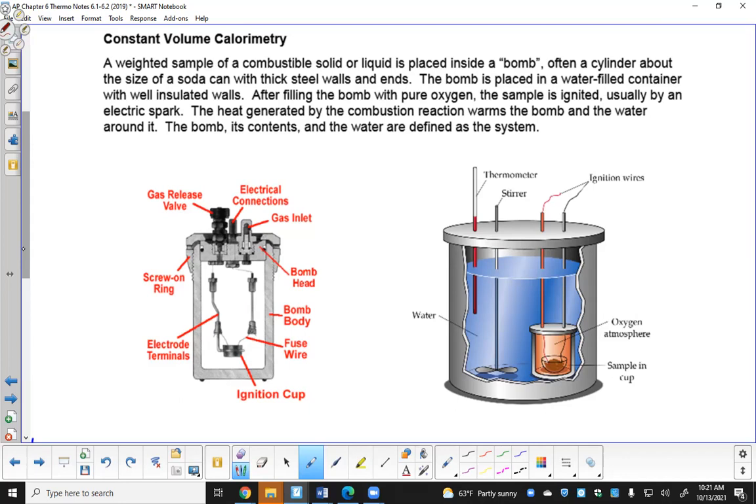So like I said, the bomb is placed in a water-filled container with well-insulated walls. I've had students try to make bomb calorimeters for me before. Definitely more insulation than a styrofoam coffee cup, but it's a bigger container. And then a bomb might look something like this. Metal container, something that can seal and be locked tight. There's often ignition wires or electrodes that go in there so that you can create a spark and ignite it.